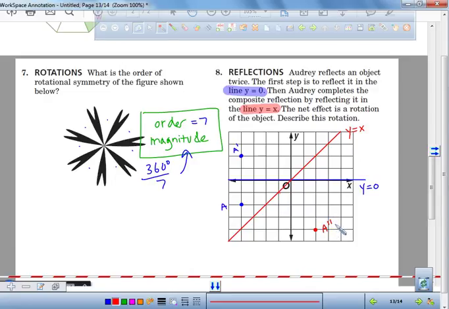Why do I call it a double prime? Because that's my second transformation. That's my second move. If I did a third move, I'd call it a triple prime. I might be a superhero one day. You never know.